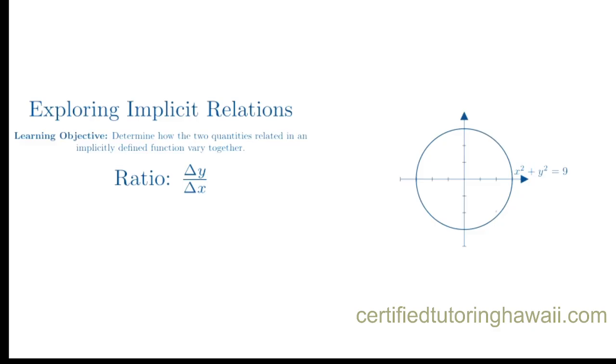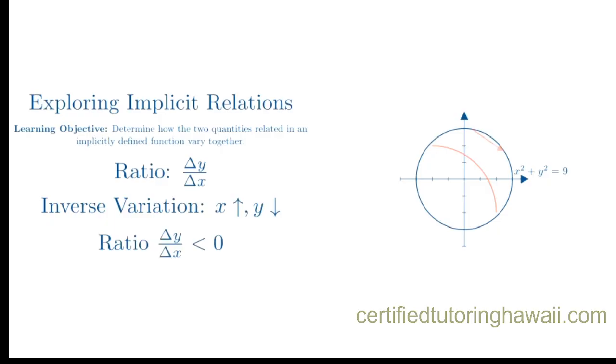As x increases from 0 towards 3, what happens to y? You can see that y is decreasing. Since x is increasing and y is decreasing, they are changing in opposite directions. We call this an inverse variation. Mathematically, the ratio of the change in y to the change in x, delta y over delta x, will be negative because the numerator is negative and the denominator is positive.